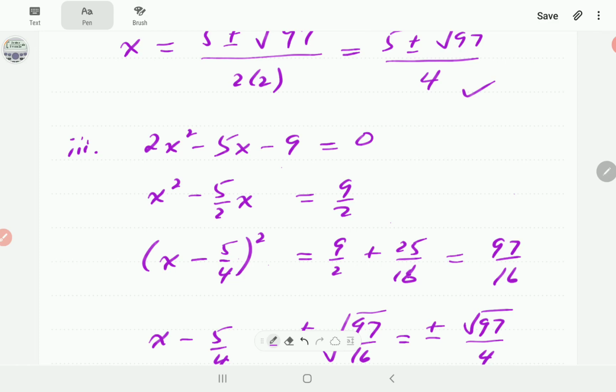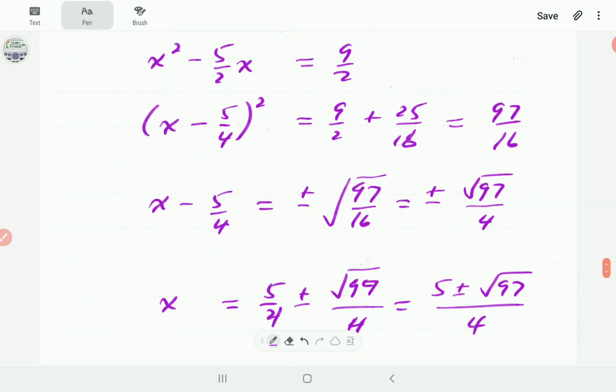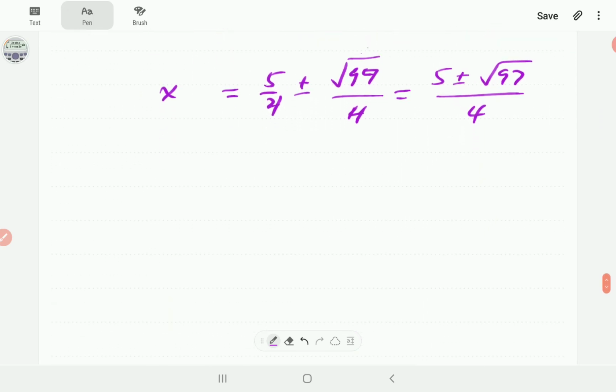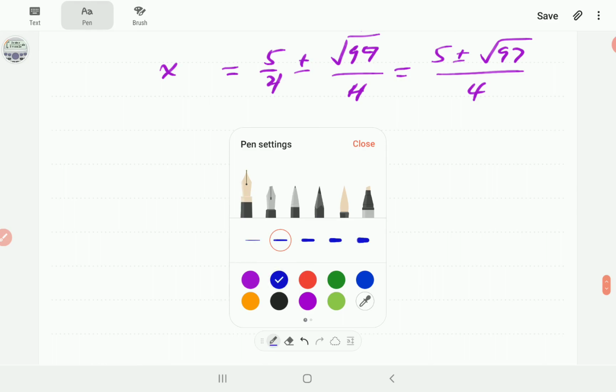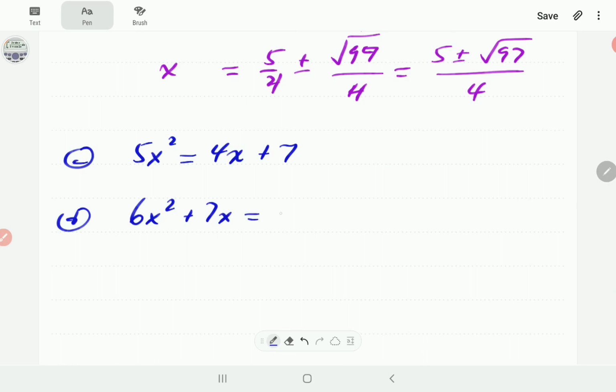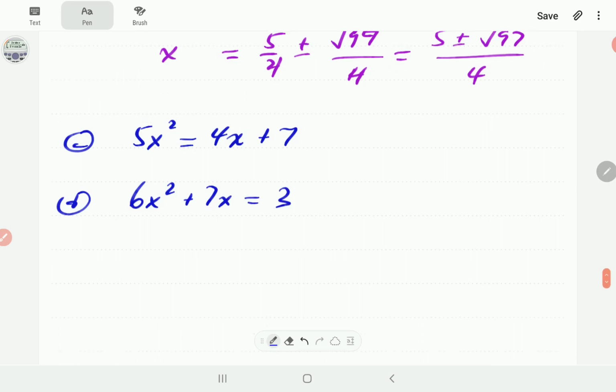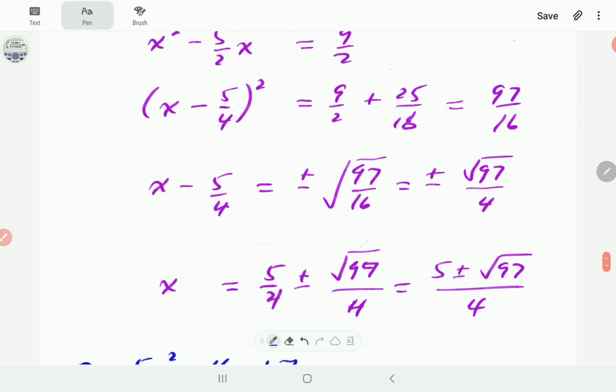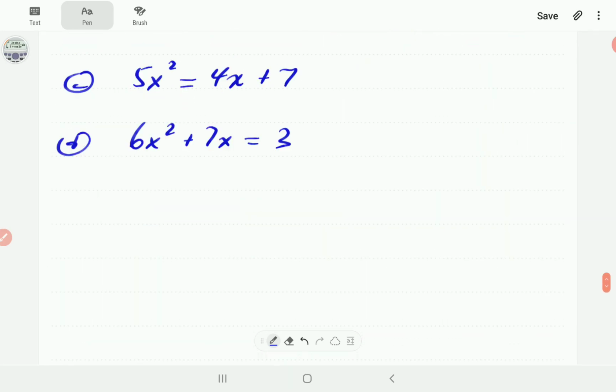Right, at this point we're going to give you 2 that you may want to try. You are going to want to pause the video and have a go at these. So the first one, 5x squared equals 4x plus 7, and then this one, 6x squared plus 7x equals 3. You just want to pause the video, have a go at these 2, and then when you continue the video, you can compare your answer with our answer.